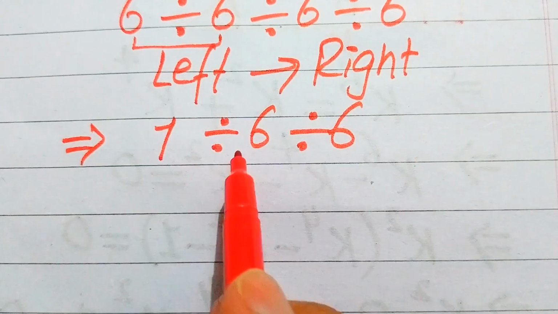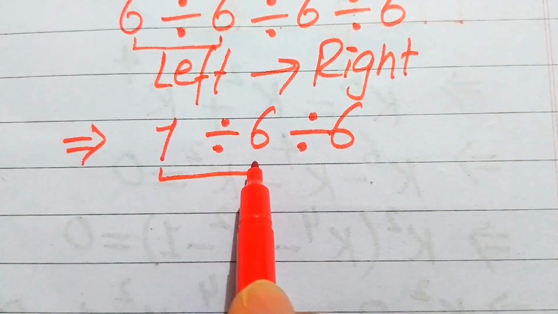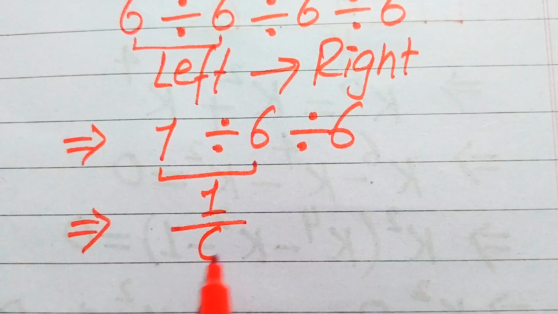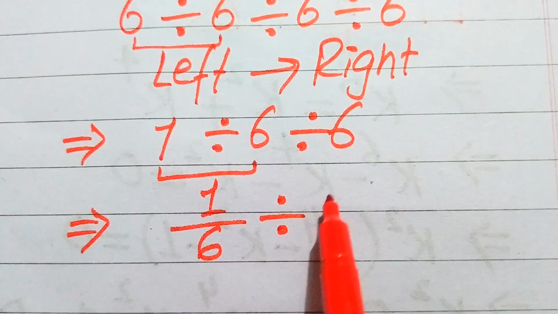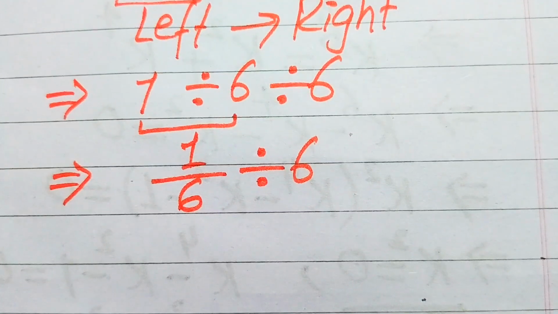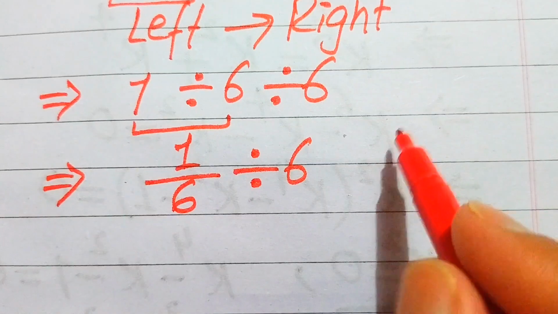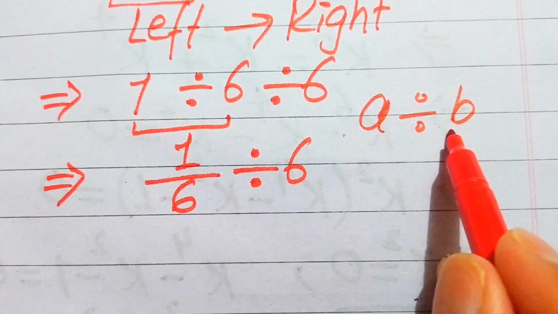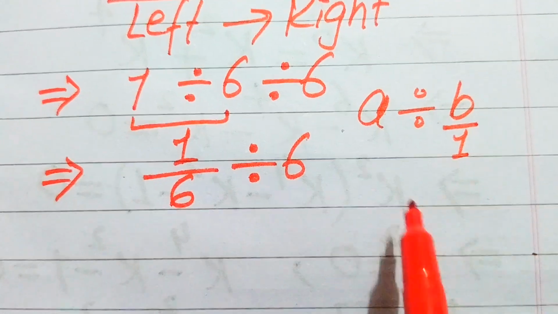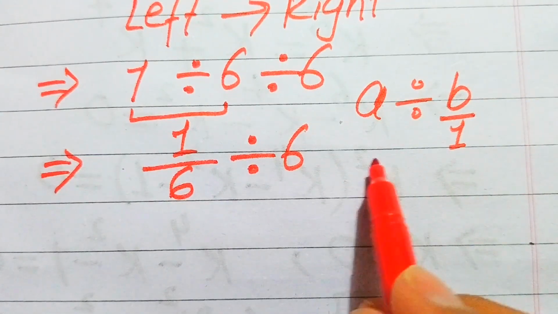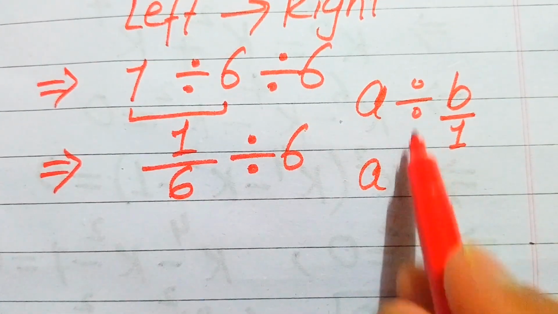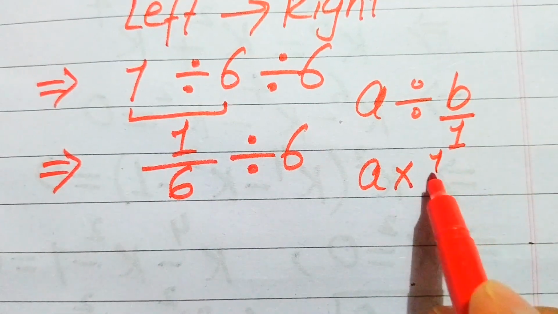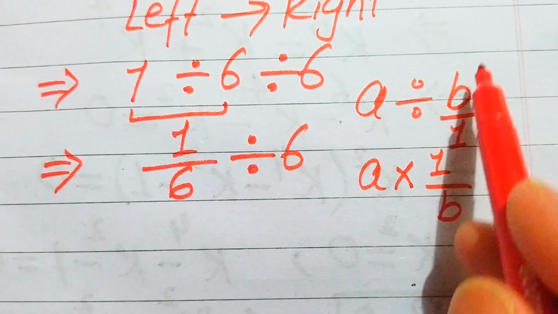Now again, we solve these two terms, and we have 1 divided by 6 equals 1 over 6, and this is divided by 6. So here we use the nice division rule. You know that if we have a divided by b, and the denominator of b is 1, then we just change this division sign to multiply, and we take the reciprocal of this term, which will be written as 1 over b.